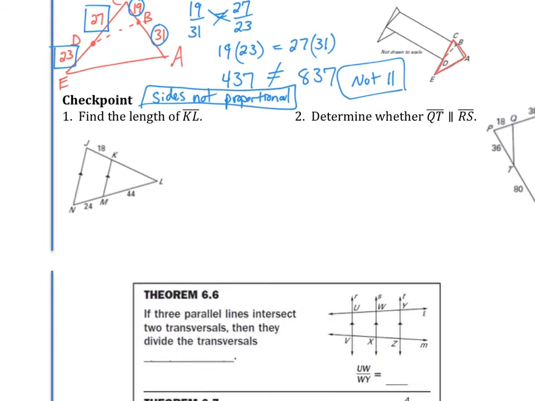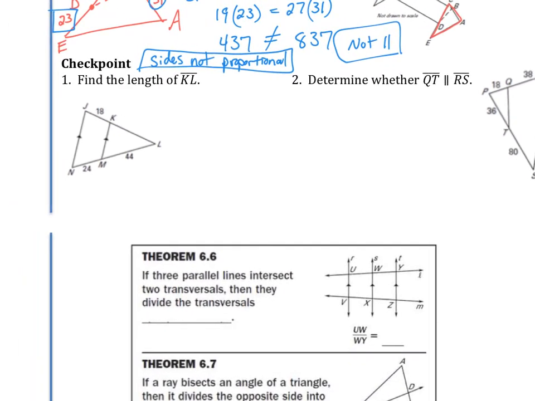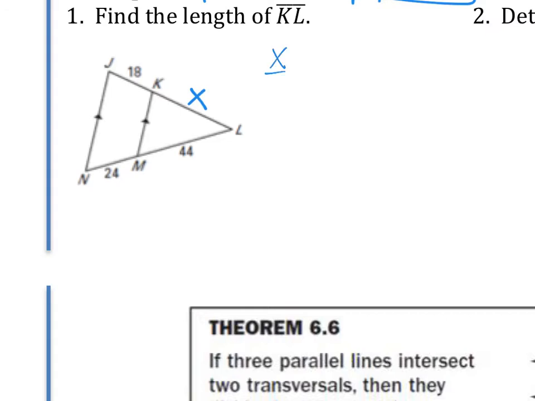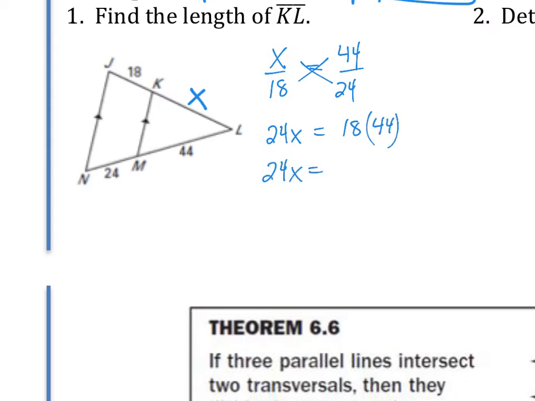All right, then we got a checkpoint. Find the length of KL. We're going to call KL x. So again, we're going to be using proportions. So if we do x over 18, that's going to be equal to 44 over 24. So we set up the proportion, and now we're going to cross multiply. 24 times x is equal to 18 times 44. So 24x equals 792. Divide by 24. X will equal 33. So KL is 33 in this one.